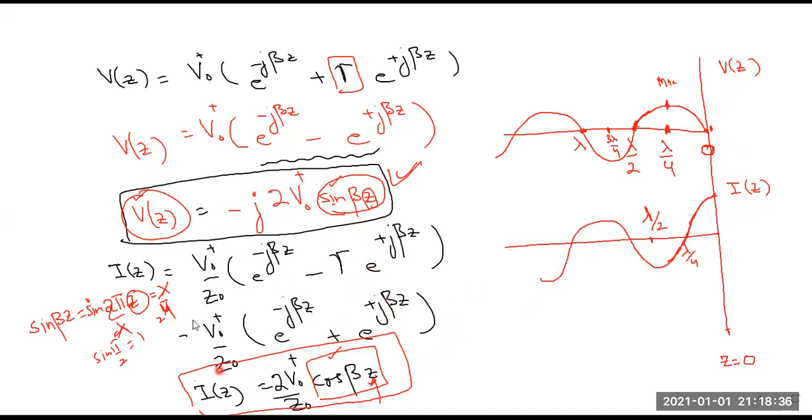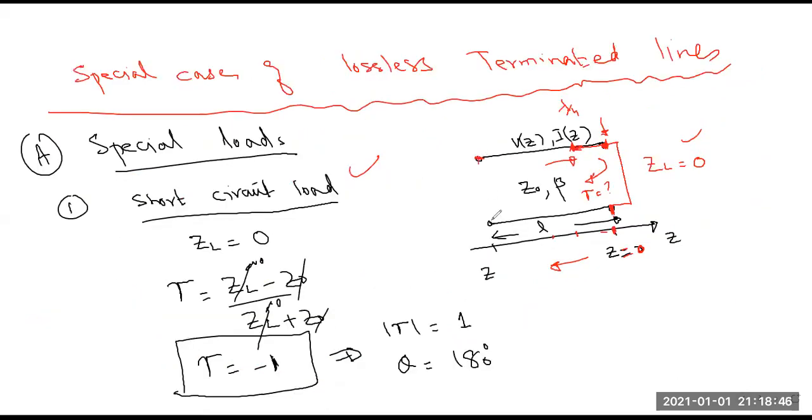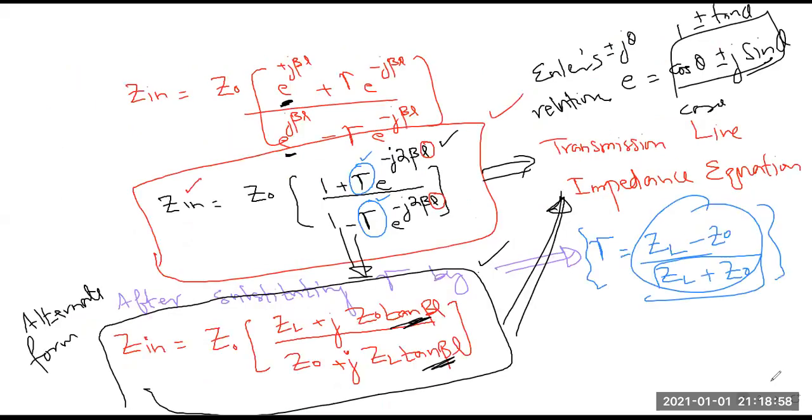Now this is the behavior of voltages and currents for this special load. Similarly, I can also find out how much will be the input impedance. So if I want to find out impedance at this circuit, when you connect a transmission line with a short circuit load, how much will be the input impedance?